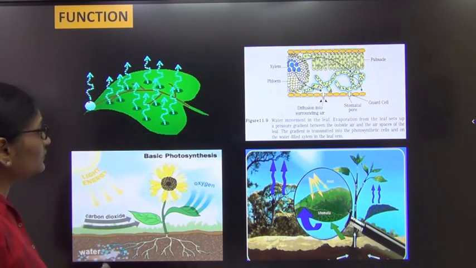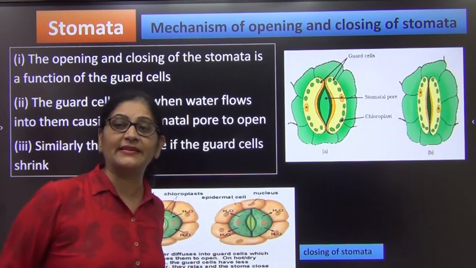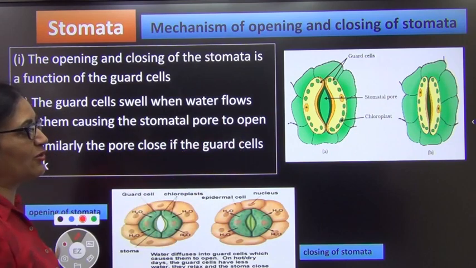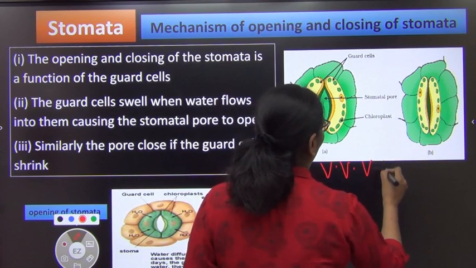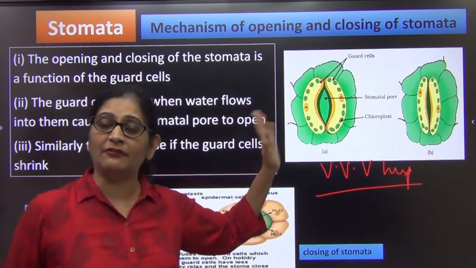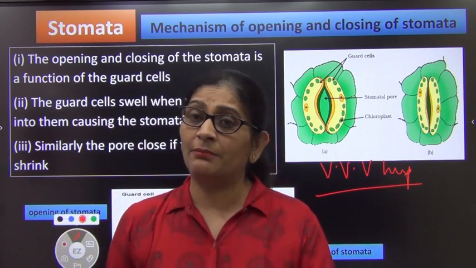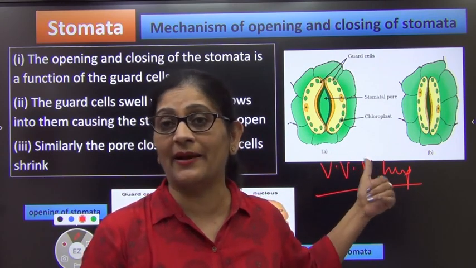And for the stomata's opening and closing, there are 3 points in your NCERT. This will come as a 2 or 3 mark question, and there is also a diagram of open and closed stomata, a very important diagram. Now I am not teaching you how to draw this diagram now. I have a separate video on how to draw open and closed stomata, my bestseller. It must have not less than 1 lakh viewership. It has been so much liked by everyone.